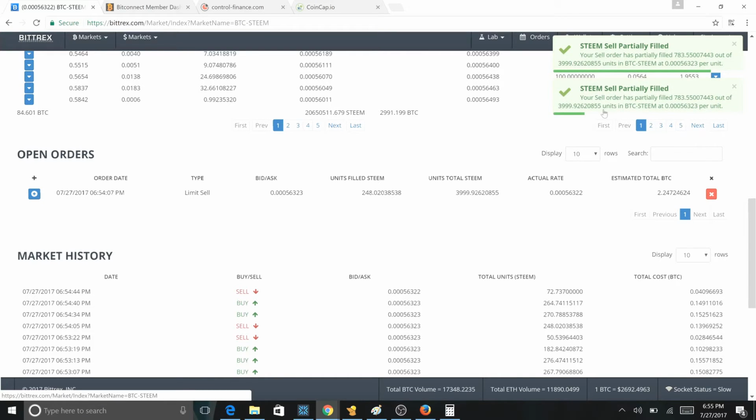Then next time STEEM takes a dip, guess what? I'm scooping up 4,000 to 8,000 more STEEM, and I'm going to be doing the same thing every time it dips. And then every time I see some large green candles, I'm going to be taking profit. This is not investment advice. This is just simply what I do to earn Bitcoin, and I'm just showing you how I earn Bitcoin. You can earn Bitcoin however you earn Bitcoin.